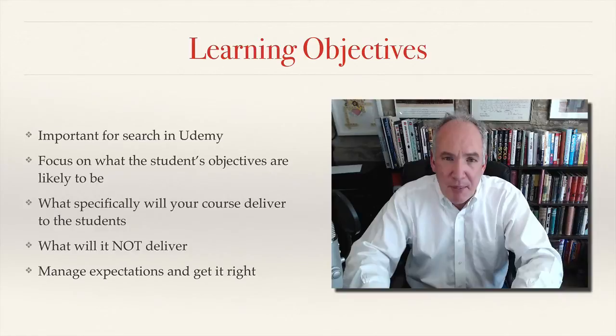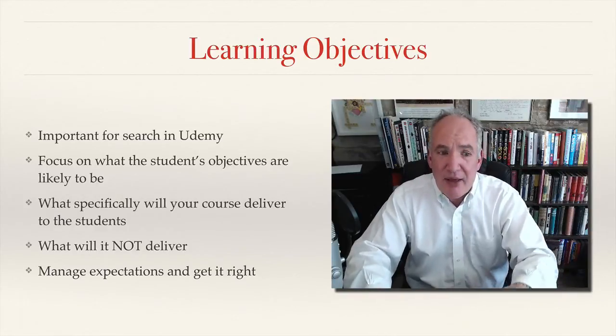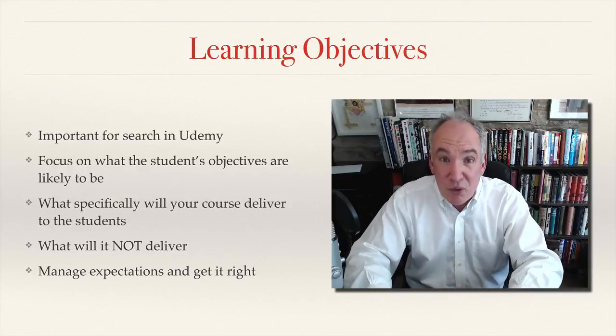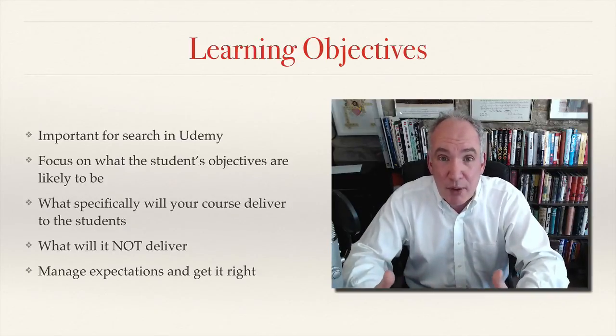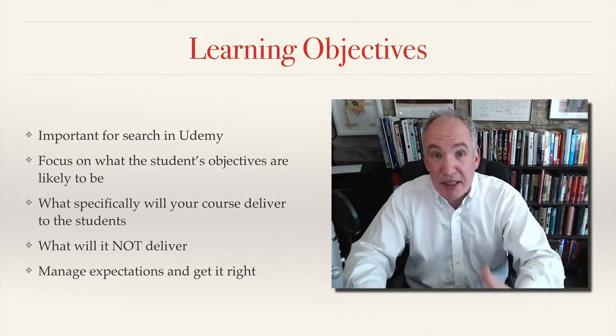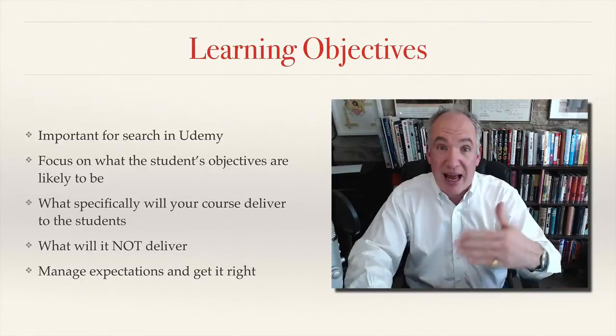You need to think about what your students' objectives are going to be, and then specifically what your course delivers to the students. It's also worth mentioning what it's not delivering, if that's applicable, and that's going to help the student to evaluate whether or not the course is for them. So it's really a case of managing their expectations and then getting your learning objectives correct. And if you're managing the expectations, what you want to do is under-promise and over-deliver.